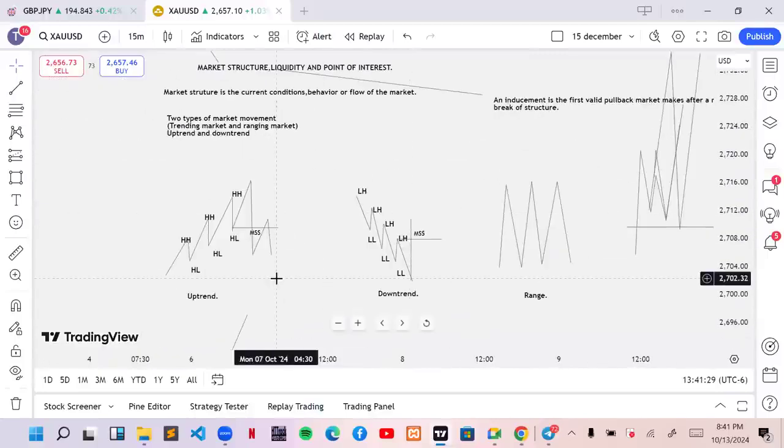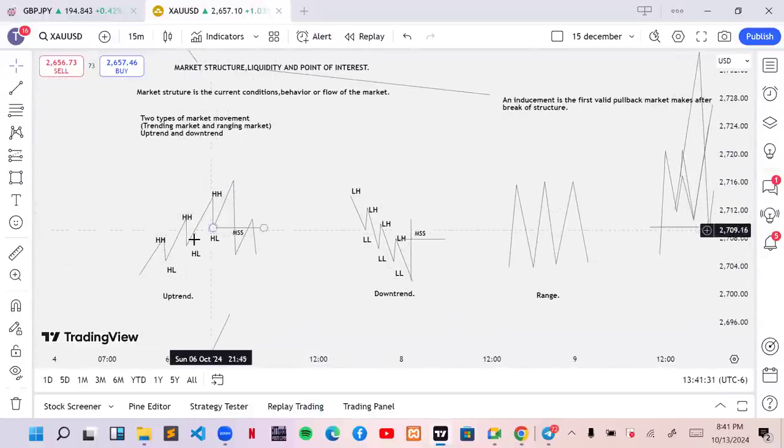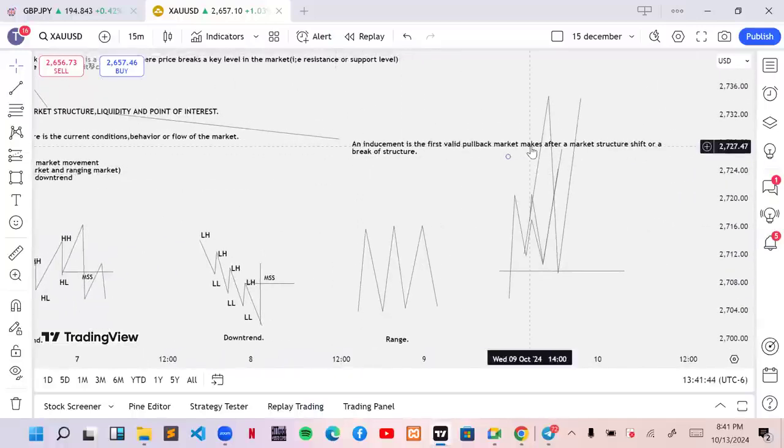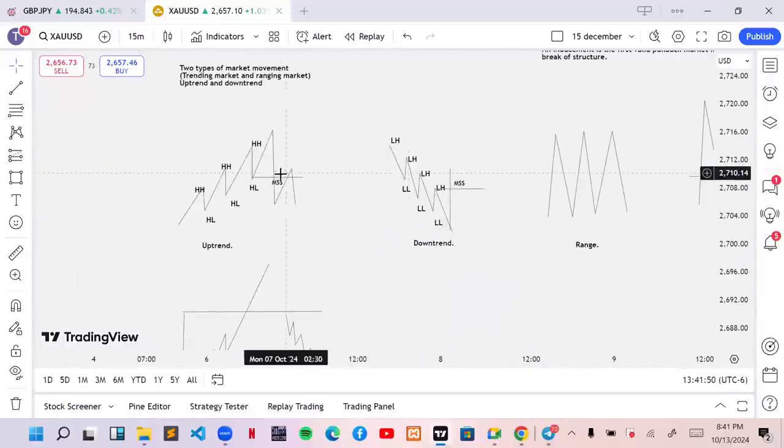So in this case, the market was in an uptrend, making higher highs and higher lows, higher highs and higher lows, then it made a lower low. This was the market structure shift. And I said the inducement is the first pullback after, remember, I did not say before, I said after a market structure shift or a break of structure. So now that we have gotten our market structure shift, what is the next thing we look out for? Inducement, the one that comes after it.